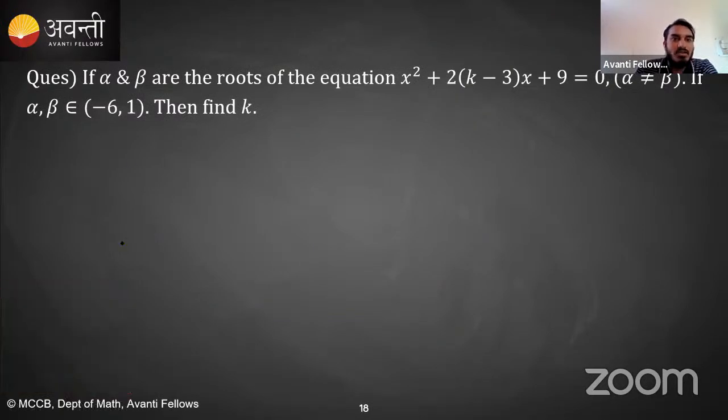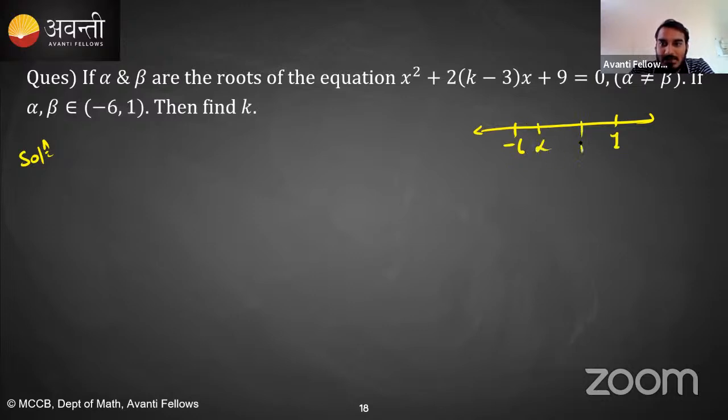The question is saying that alpha and beta are the roots of the equation x square plus 2 into k minus 3 into x plus 9 is equal to 0. And the question is saying alpha is not equal to beta, and if alpha and beta belong to minus 6 to 1, then find the k. So this is minus 6, this is 1. The question is saying that alpha and beta are lying between this interval.